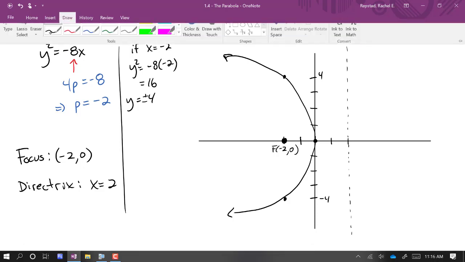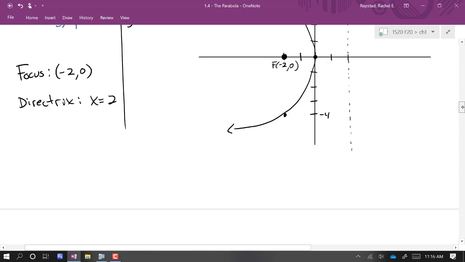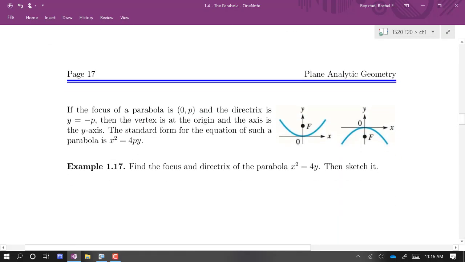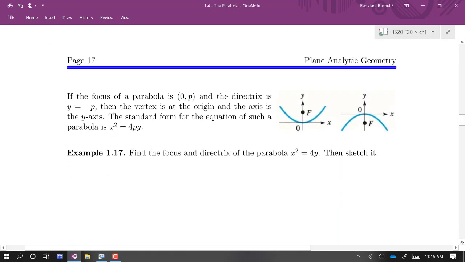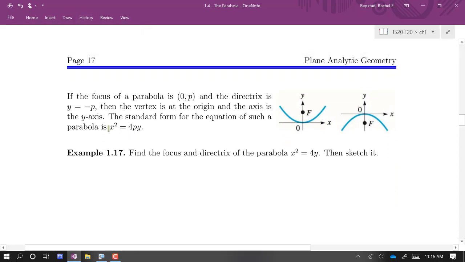So far we've been looking at parabolas that are oriented horizontally. We can have parabolas that are oriented vertically, that open up or down. And the standard form for that parabola, if the vertex is at the origin, is just x squared equals 4py. So we've just sort of reversed the roles of x and y there, right? So if it's oriented horizontally, it's y squared equals 4px. If it's oriented vertically, it's x squared equals 4py.